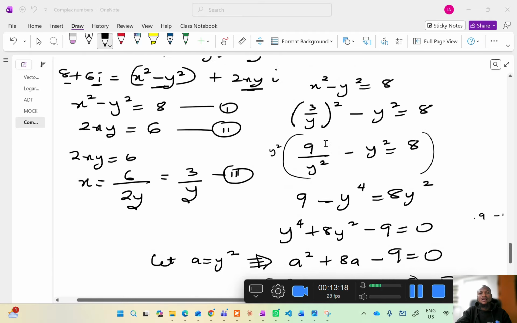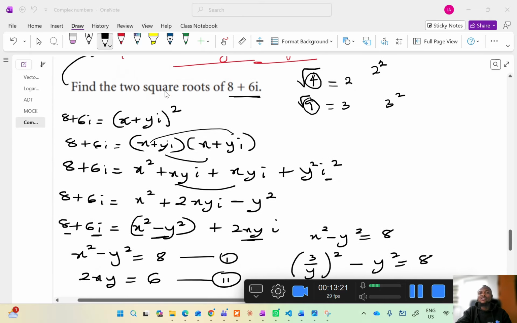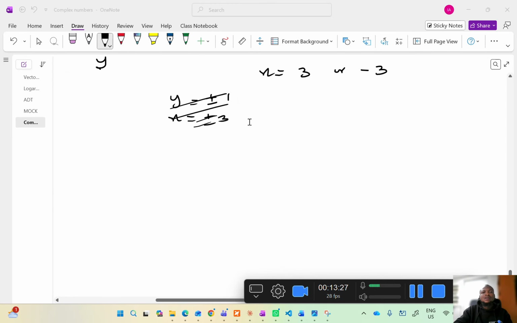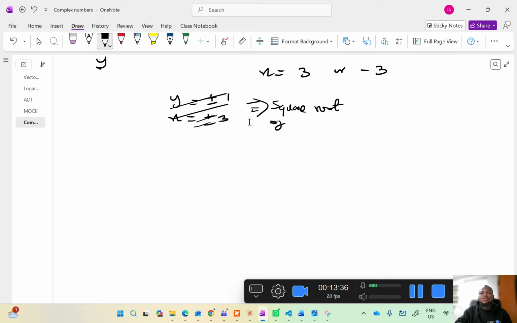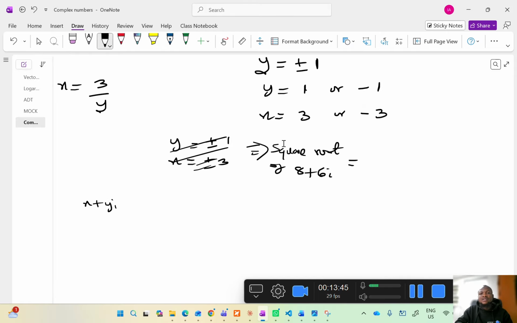So getting the value of x and y does not solve the problem. You still have to write the square root, okay? Don't forget, I told you earlier that the square root is x plus yi. So that implies that the square root of 8 plus 6i is equal to x plus yi. So the value is 3 plus i, because y is 1, or 3 minus i. That is, when x is 3, y is i. When x is minus 3, y is minus i. I hope this is well understood.